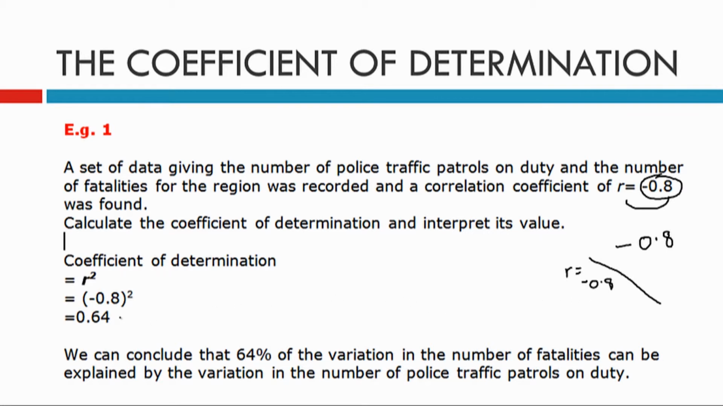So to work out the coefficient of determination, R squared, all we have to do is get our R and square it. But we've got to square the whole thing, including the negative, because remember what I said, it always turns into a positive. So when we square negative 0.8, we get 0.64.